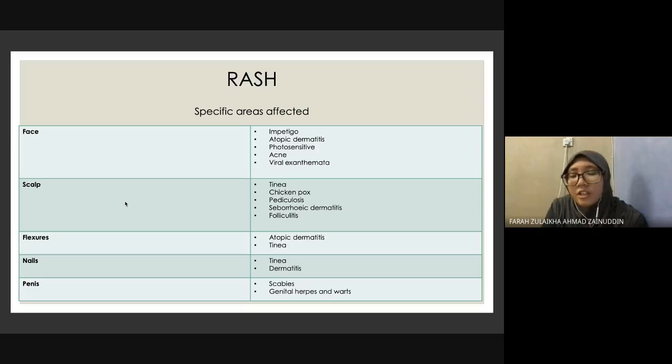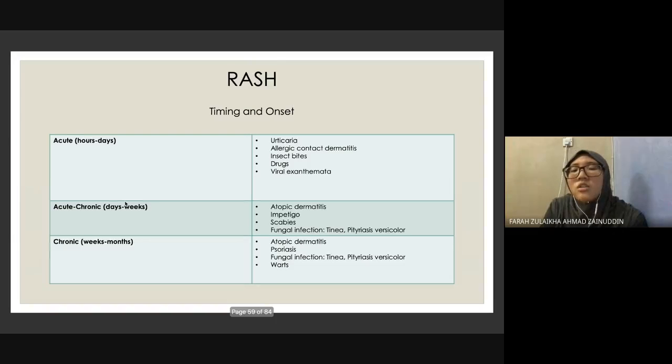If it occurs in the flexures, especially in children past their early childhood, you think of atopic dermatitis as well as tinea. Next is nails. If there are any pathological changes of the nails, we can think of fungal infection of the nail, such as tinea, as well as dermatitis. If it occurs in the penis area or other genital area, it could be scabies as well as genital herpes and warts. You can also look at the timing and onset of the rash.